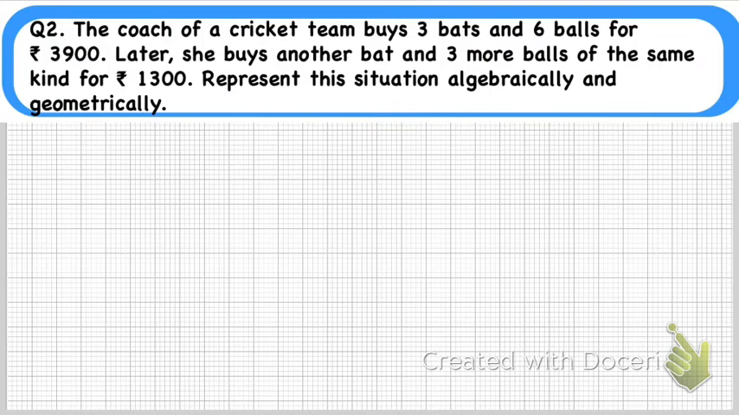Now moving on to the next question. It's given that the coach of a cricket team buys 3 bats and 6 balls for rupees 3900. Later she buys another bat, means 1 bat, and 3 more balls of the same kind for rupees 1300. Represent the situation algebraically and graphically. You have to again represent the situation algebraically and graphically. So first we will assume that the price of 1 bat is x and 1 ball is y.